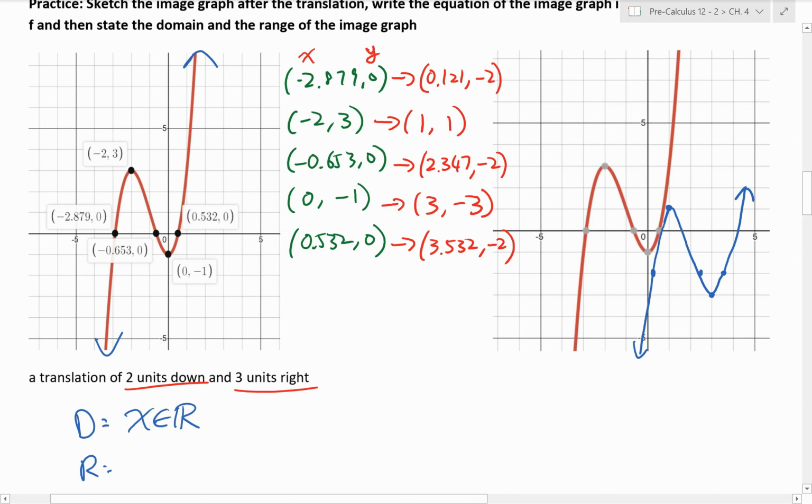Moving to the right or left, or moving up and down, does not really change the domain and range. It's still all real numbers, so that doesn't change.